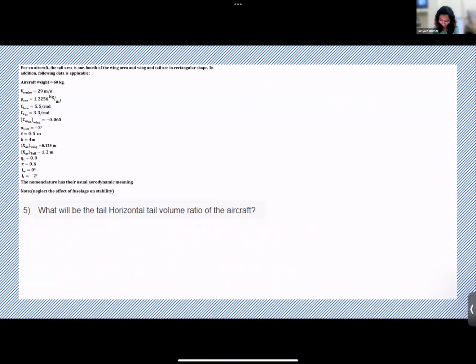What is the formula? VH is ST upon SC bar into LT. LT is the moment arm, which is X bar AC of the tail minus X bar CG. So you have 1 by 4 because here it says 1/4, right? And then C bar you have 0.5.